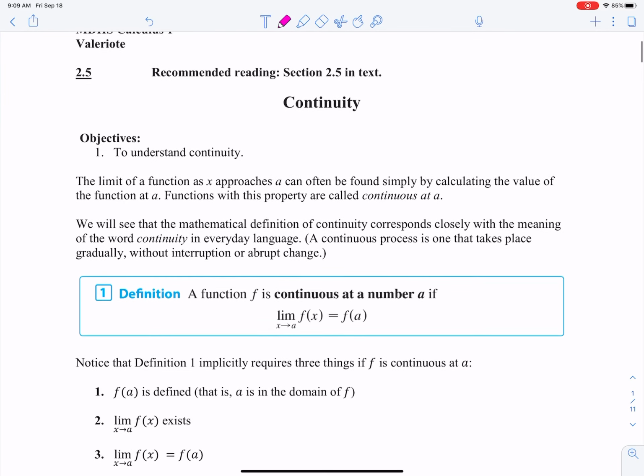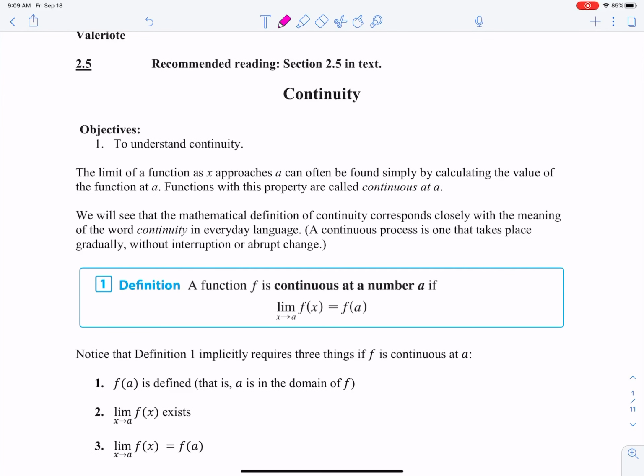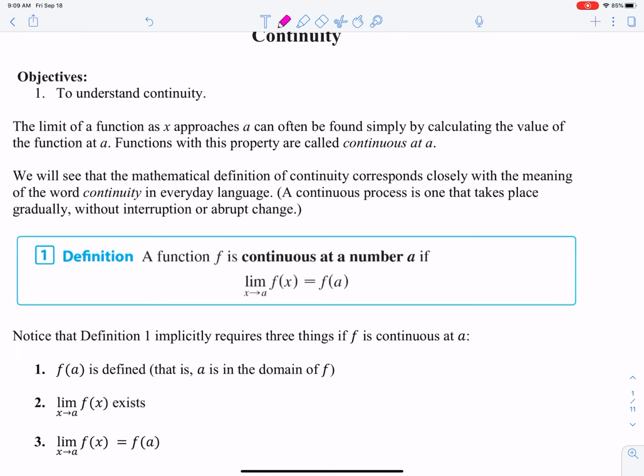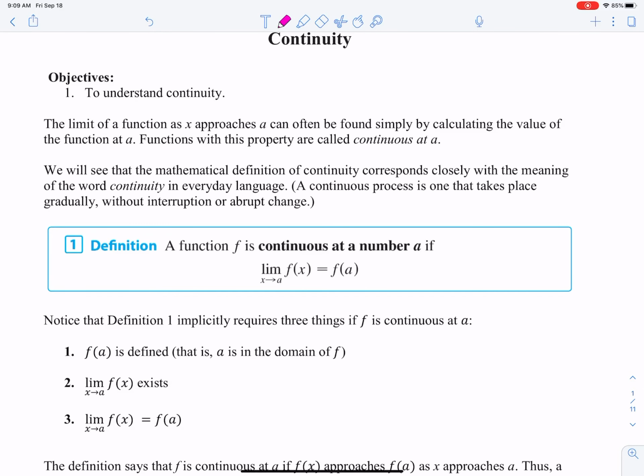All right, welcome to section 2.5. Talk about continuity today. All right, so continuity. The limit of a function as x approaches a, so remember that was that notation we talked about last lecture, can often be found simply by calculating the value of the function at a.